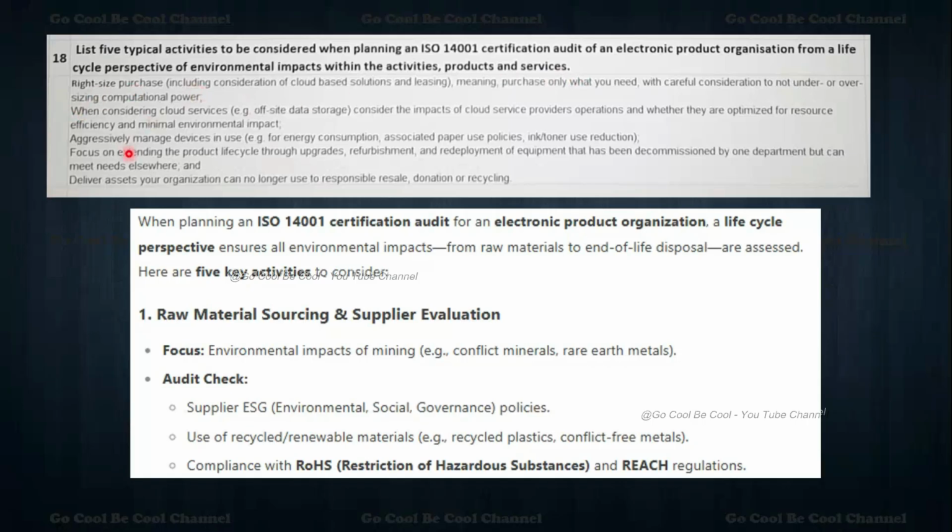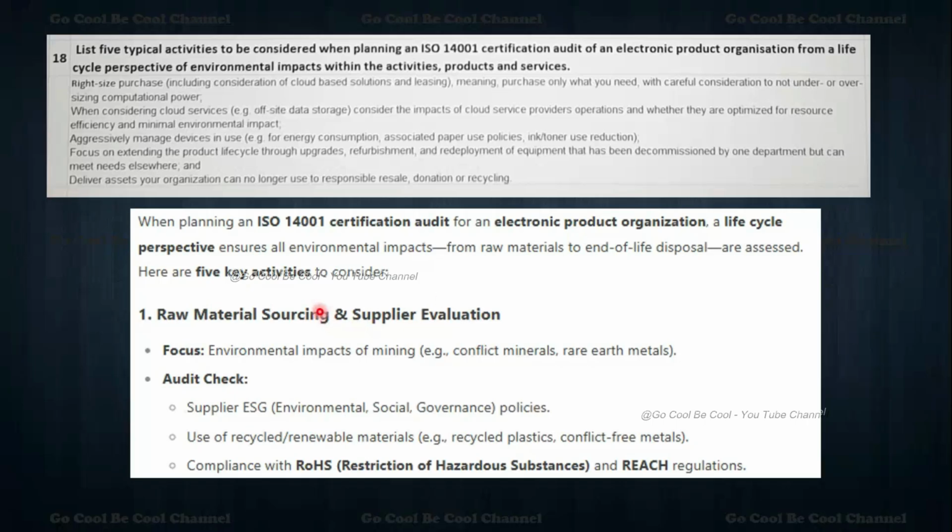Then considering cloud services, and aggressively managing devices in use, for example energy consumption. Focus on extending the product life cycle through upgrades and refurbishment, something like that. And delivering assets your organization can no longer use: responsible resale, donation and recycling also. So this also we can write when planning. And please understand, my dear friends, in ISO 14001 certification audits of an electronic product organization, a life cycle perspective ensures all environmental aspects are covered.